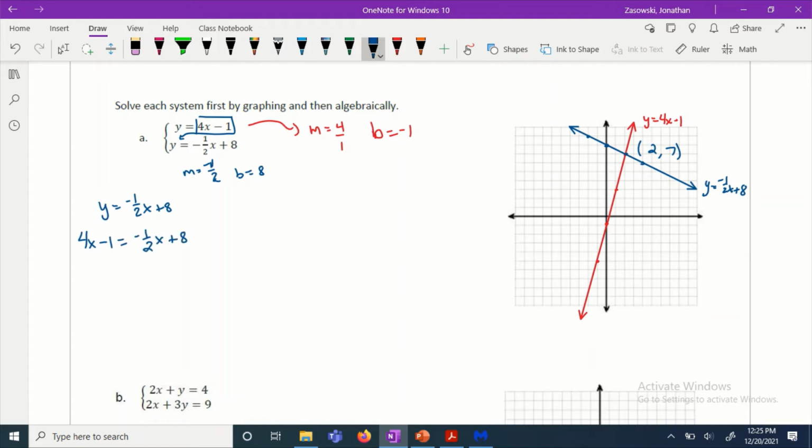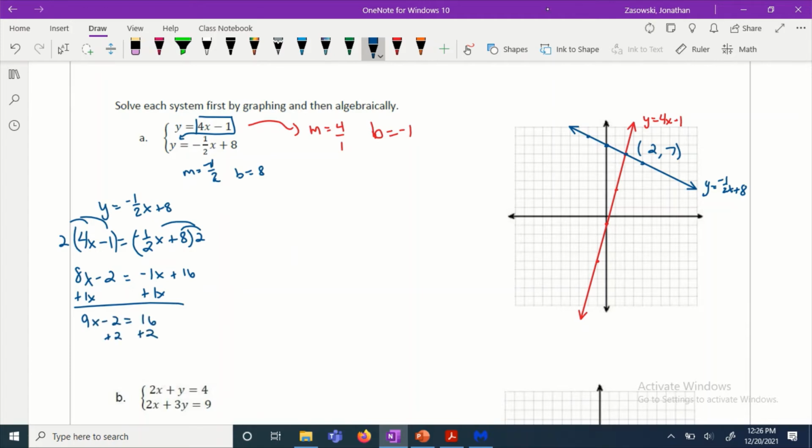So remember, what we do is we're going to get rid of the denominator by multiplying both sides by 2. Okay, everything gets multiplied by 2. So we have 8x minus 2 is equal to 2 times a half is 1, so -1x plus 16. And now we're going to get x on both sides. So I'm going to add 1x to both sides. So 9x minus 2 is equal to 16.